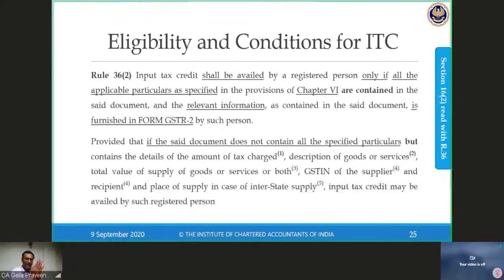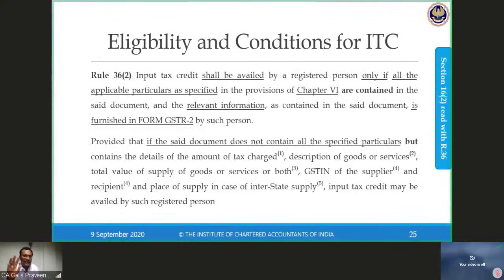Now, at this point, I would say to all of you, people who have completed their internship, people who are at the verge of completion, whenever you do a GST audit, you do an audit of purchases. When you pick the purchase documents, please look into these five elements. Are these five elements available in the Section 16(2) document issued under Rule 36? These are five important elements.